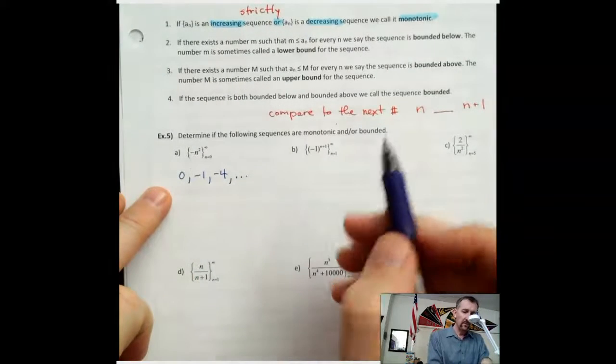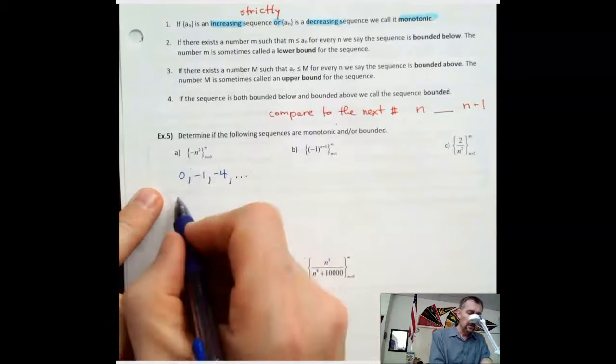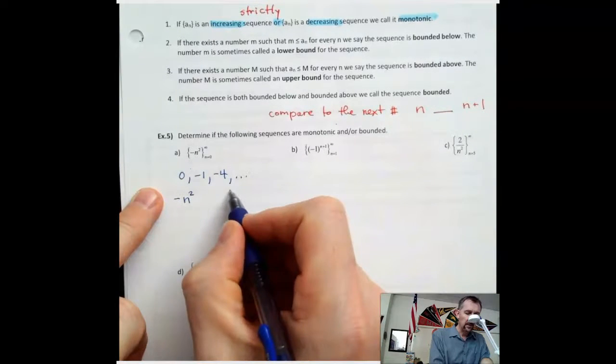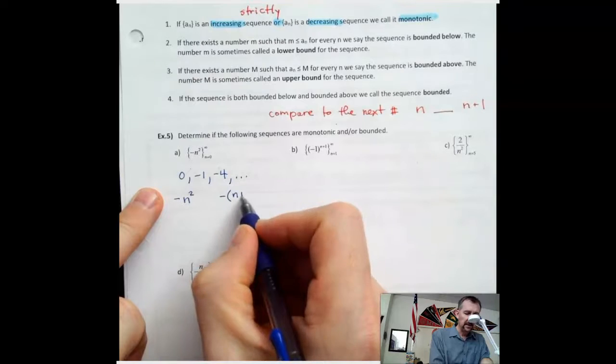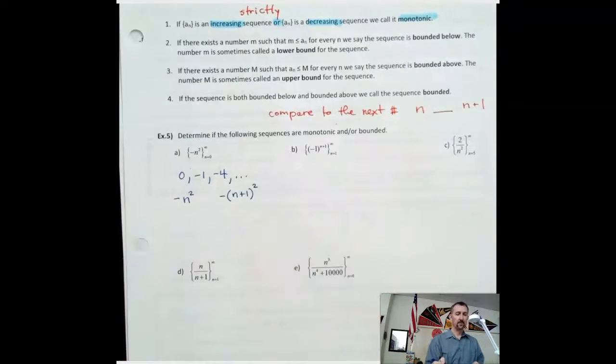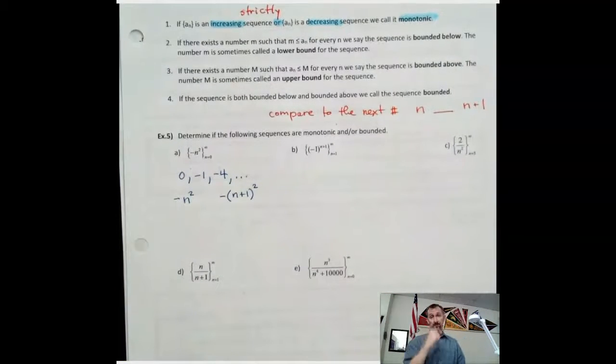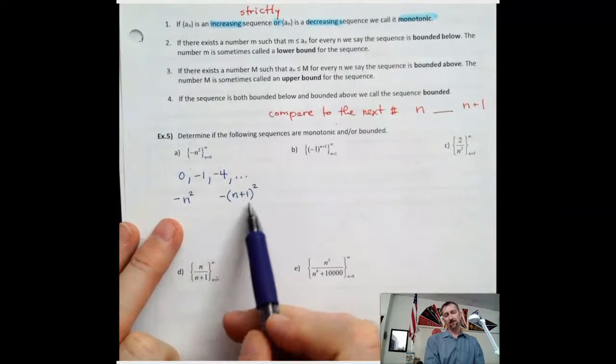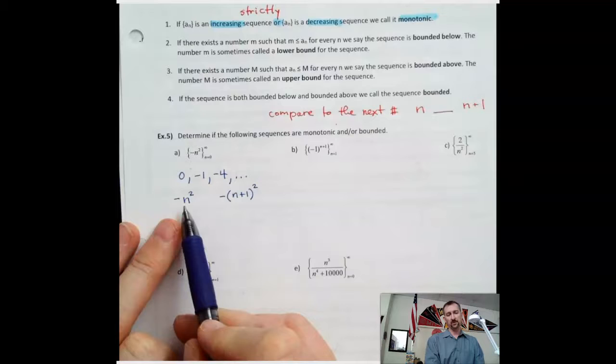So now we want to compare. We want to take -n squared and compare it to -(n+1) squared. We want to say which one's larger. If you think about it, these are both negative numbers. The absolute value of this is going to be larger than that.